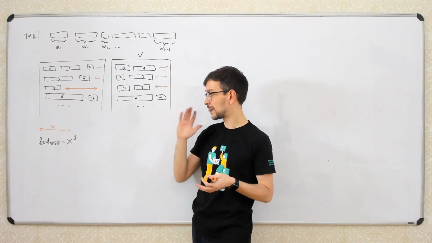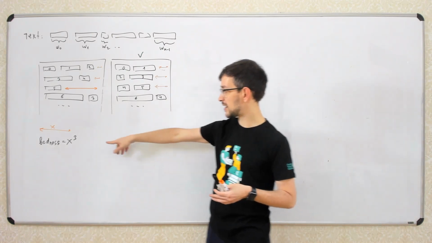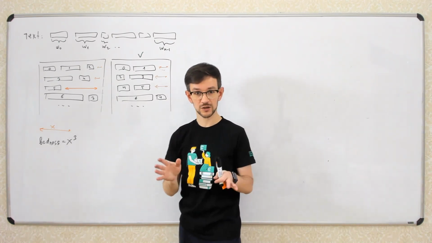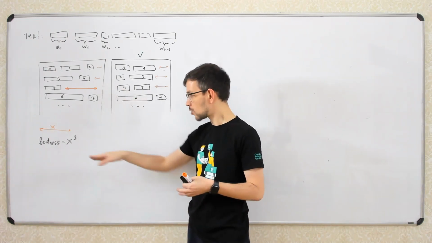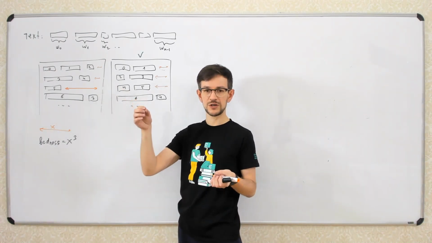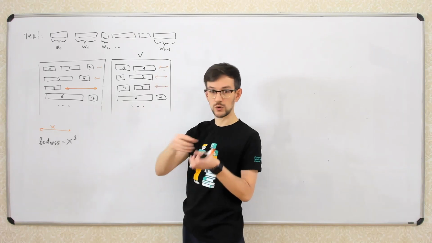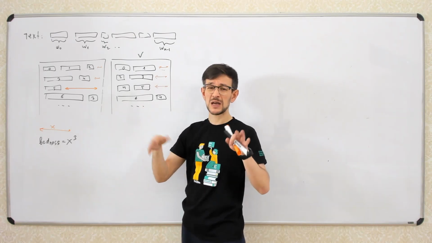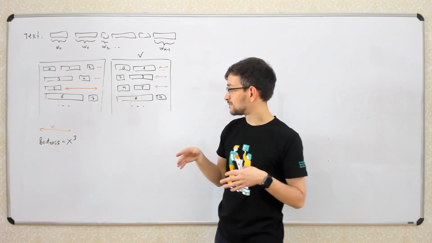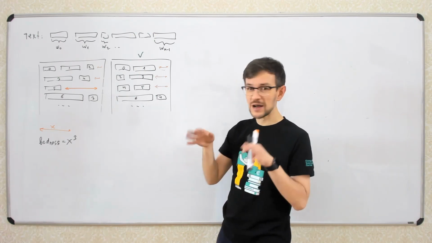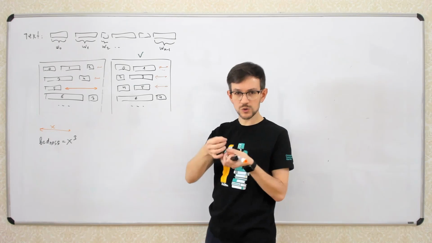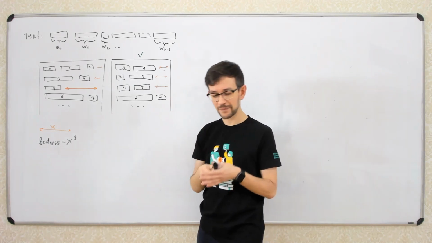In this case, Knuth decided that x cubed is a good function, because it will allow you to make gaps, but the cost of the gaps will increase fast as the size of the gap grows. So it allows big gaps, but the cost will be big for these gaps.